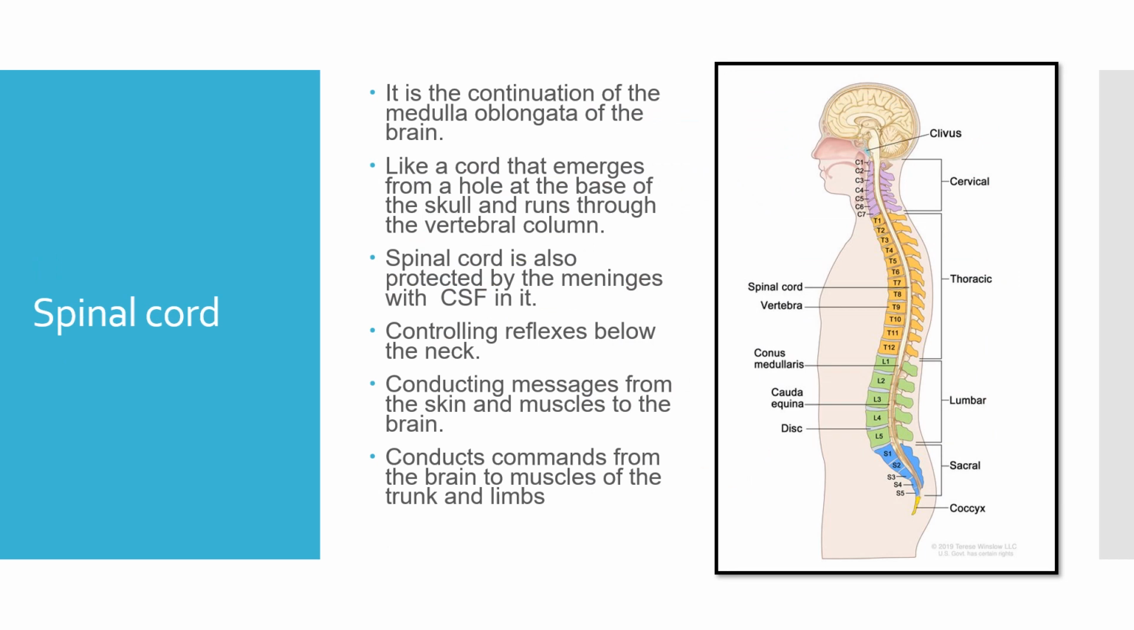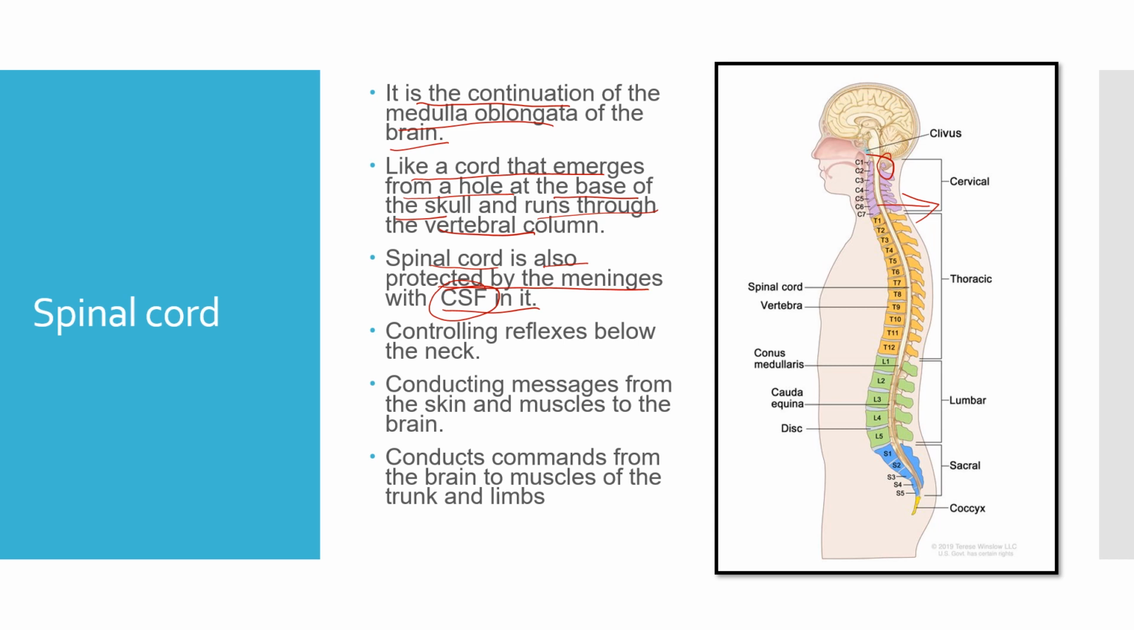Now we are here with spinal cord. So what is spinal cord? It is the continuation of the medulla oblongata of the brain, and like a cord that emerges from a hole at the base of the skull and runs through the vertebral column. So it is from the base of the brain, in the continuation of medulla oblongata, the spinal cord is coming down from the base of the skull and runs through the vertebral column. Now the spinal cord is also protected by the meninges with the CSF in it. So what is CSF? I have already told you that it is the cerebrospinal fluid, and it is protected by meninges, and inside the meninges only we are having this cerebrospinal fluid.